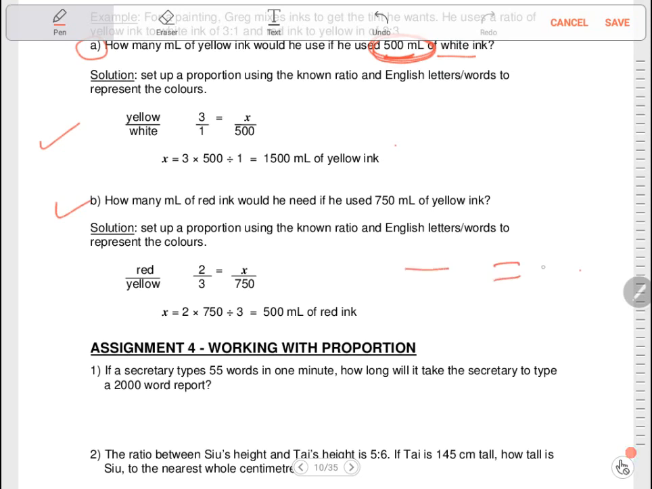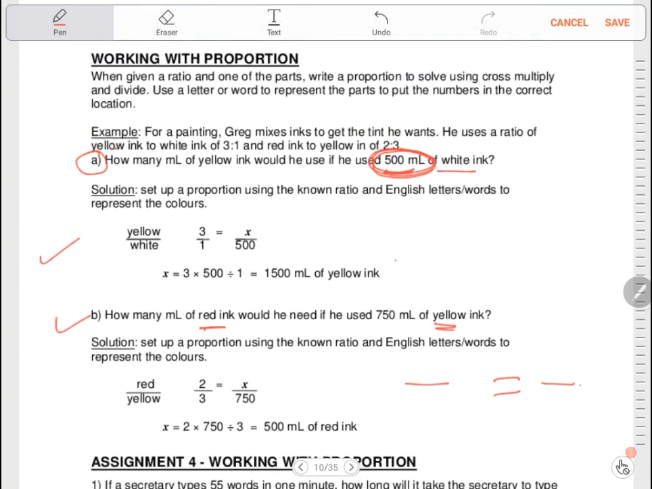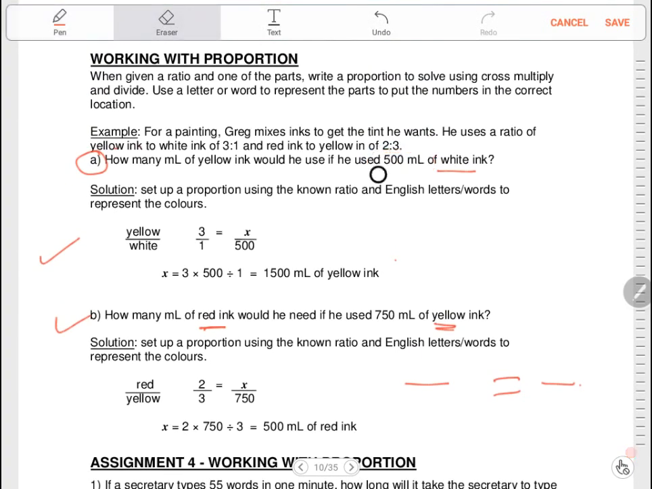I put my equal sign and my two fraction lines. So the connection we're looking for is red ink to yellow ink. So if we go back up to the question, we want to now find what is our connection between red ink and yellow ink. And you can see that right here. It says red ink to yellow ink.